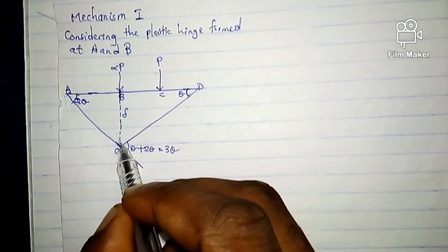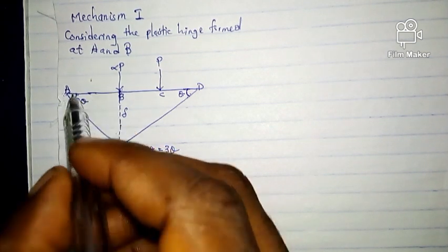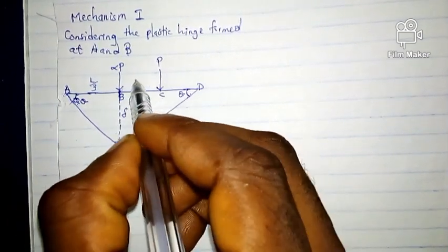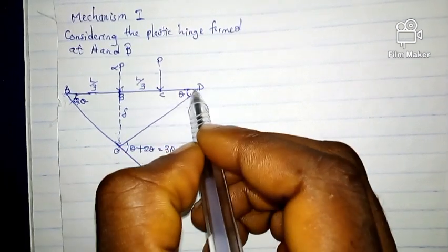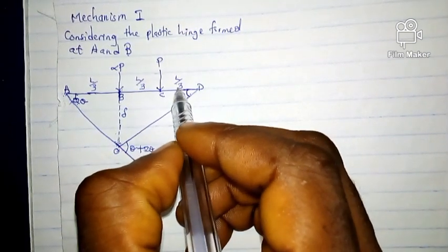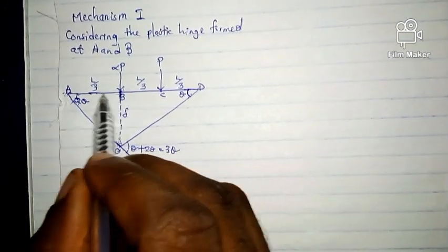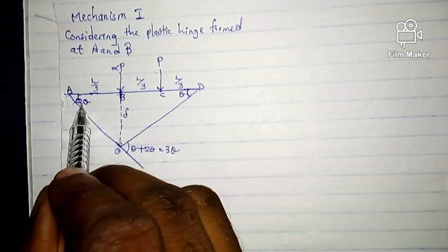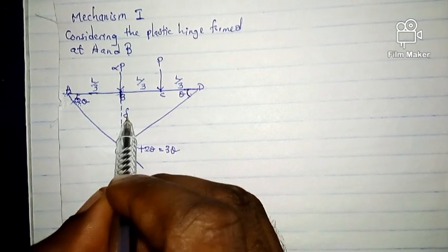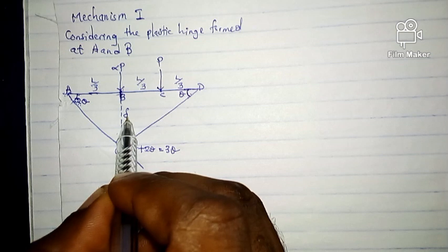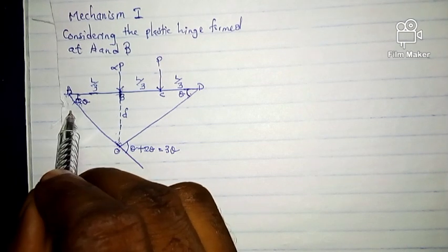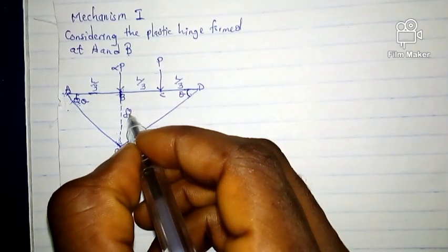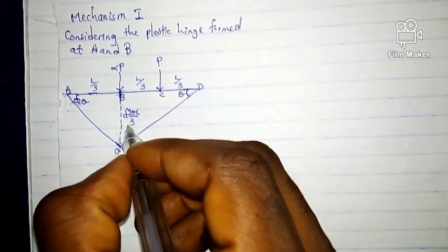To find this, multiply the length. What is the length here? Remember, the length here is L over 3. From E to B is L over 3. From B to C is L over 3. And from C to D is L over 3. From A to B is L over 3. So multiply the distance AB by the angle to get the vertical displacement of this side. So this times this angle will give you 2 theta L over 3.